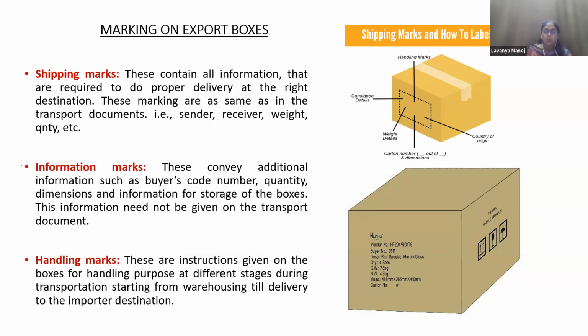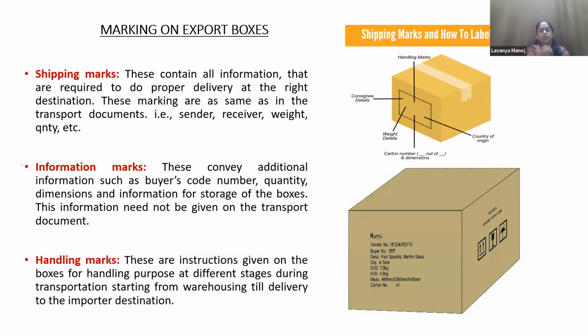manufactured, where it is going, who is the consignee, who is the receiver of the product, what is the weight of the product, number of units inside the carton or the whole package, the total weight, and weight of each unit inside the carton, everything. All this information is printed as the shipping marks or shipping symbols on the carton or on the secondary packaging boxes or materials.